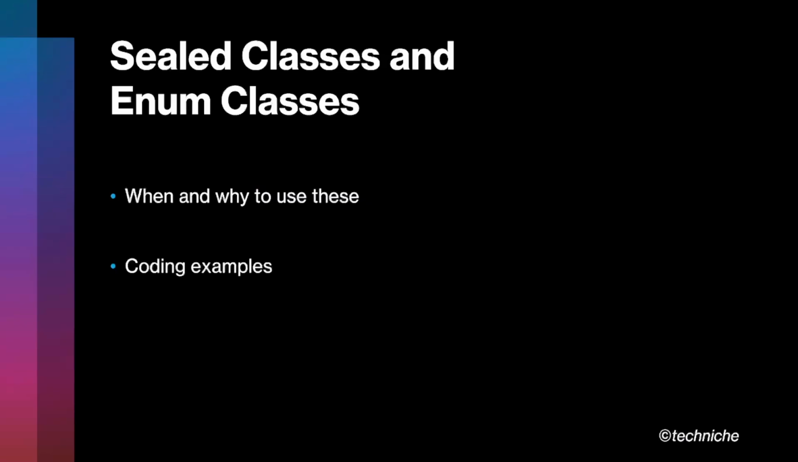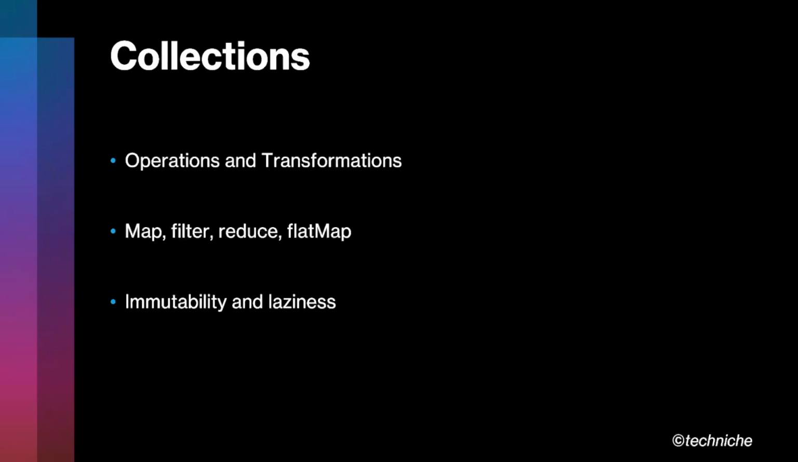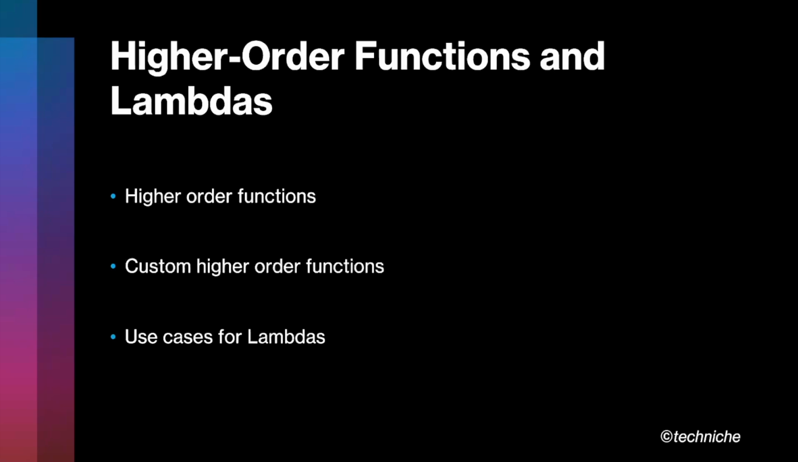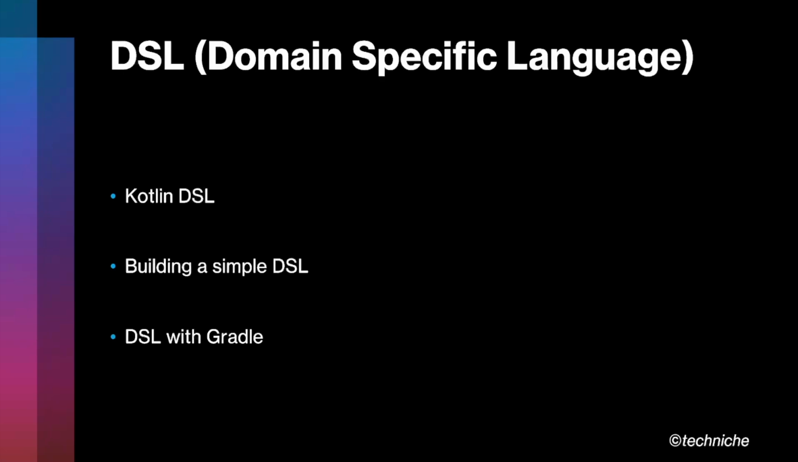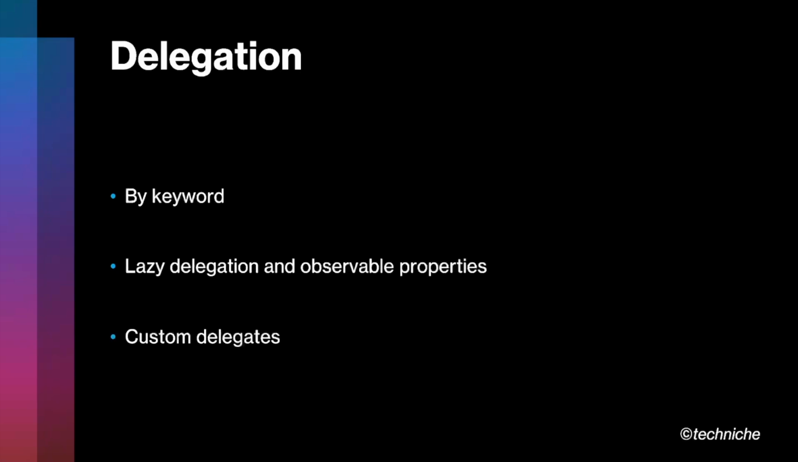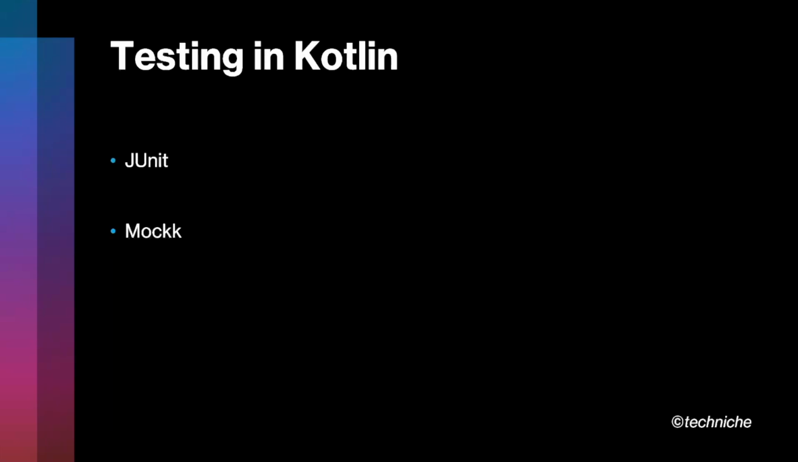The first one we will discuss is sealed classes and enum classes. Next one we will go for collections. Then we will discuss extension functions and properties. After that we will go to higher order functions and lambdas. Then we will dive into domain specific language in Kotlin. After that, we will dive into error handling and null safety, exception handling. After that, we will check what is delegation. Then we will go for testing in Kotlin.